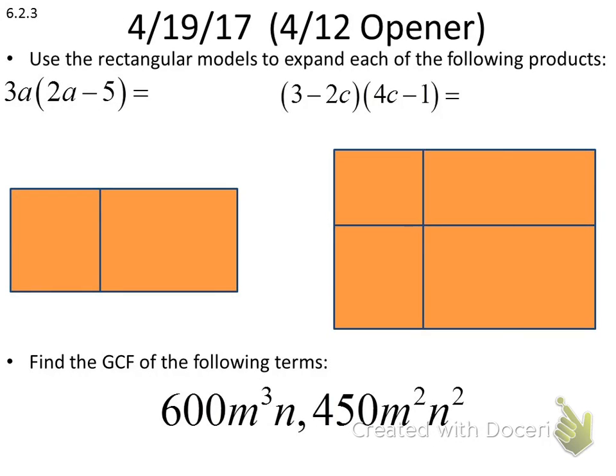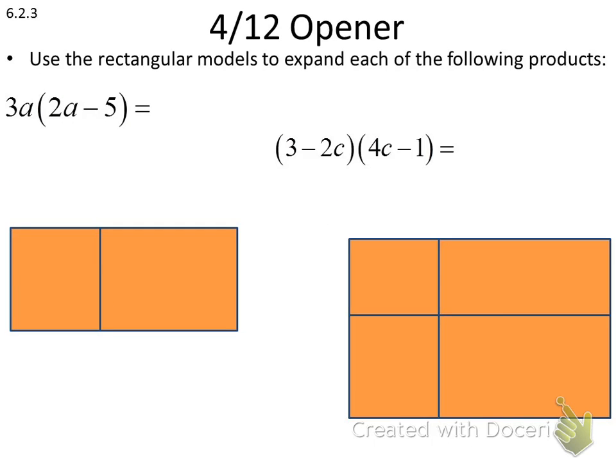Okay, so a reminder, the front side of your opener is going to be review. Then the back side is going to be what we were working on yesterday, finding the greatest common factor. So use the rectangular model to expand each of the following products.